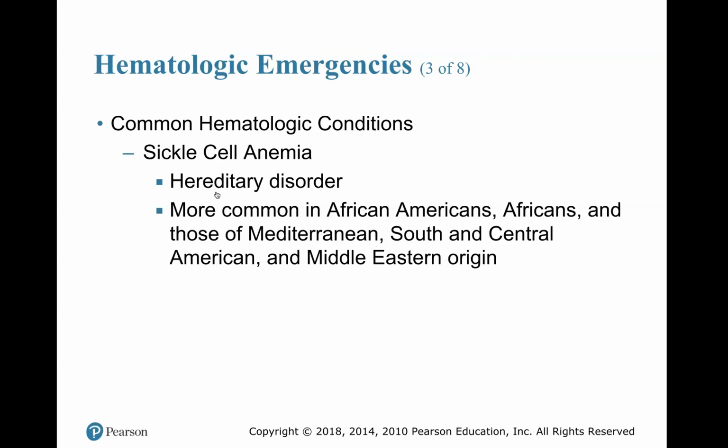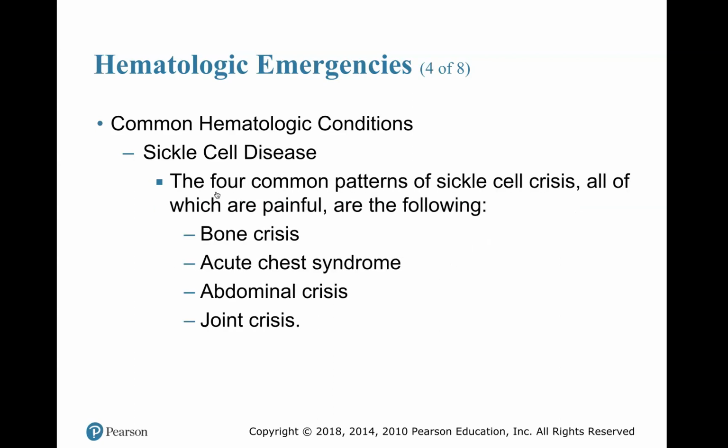Sickle cell anemia, hereditary disorder, more common in African Americans, Africans, and those of Mediterranean, South and Central American, and Middle Eastern origin. Sickle cell disease, the 4 common patterns of sickle cell crisis, all of which are painful, are the following: a bone crisis, acute chest syndrome, abdominal crisis, and joint crisis.